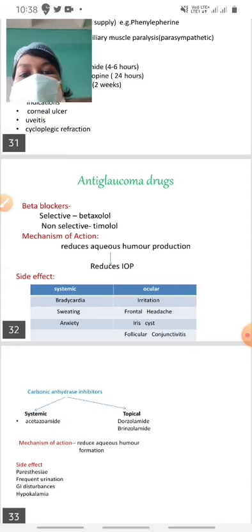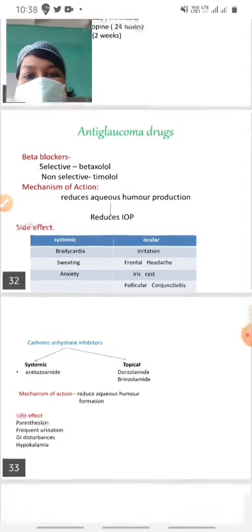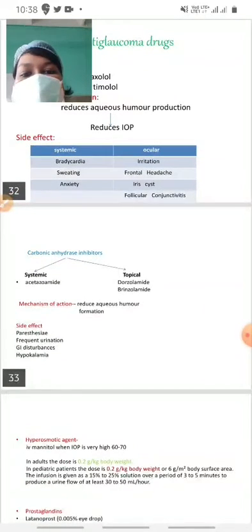So how do they act? They reduce the aqueous humor production and thus reduce the IOP. In the side effects, we have to remember that they have an effect on the heart. So they cause bradycardia, which means they decrease the heart rate. They might cause sweating and anxiety. And in the eye, they can cause irritation, frontal headache, can give rise to iris cysts, and also give rise to follicular conjunctivitis.